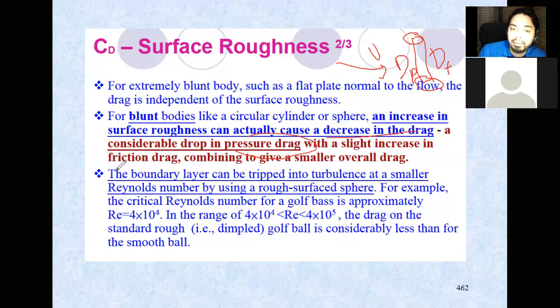Okay, and the underlying explanation for that is, when you have a high surface roughness, a rough surface, then you have turbulence at the surface. That will delay the separation. They will delay the separation, and if you have more attachment of the flow, then you have the pressure drag decrease.